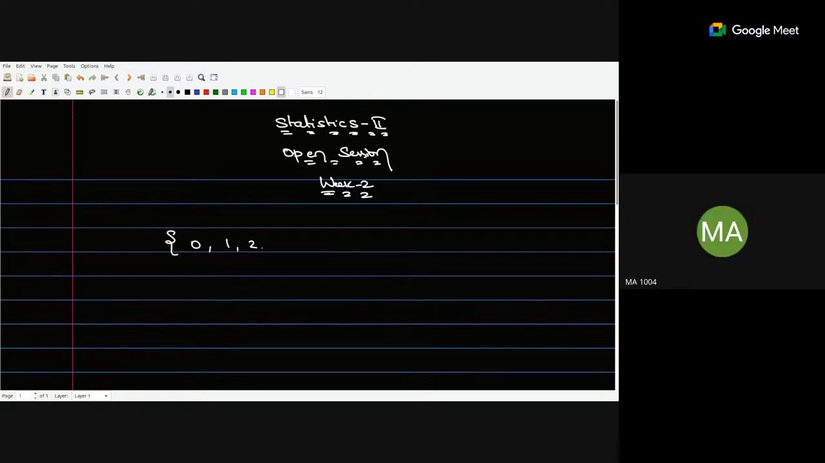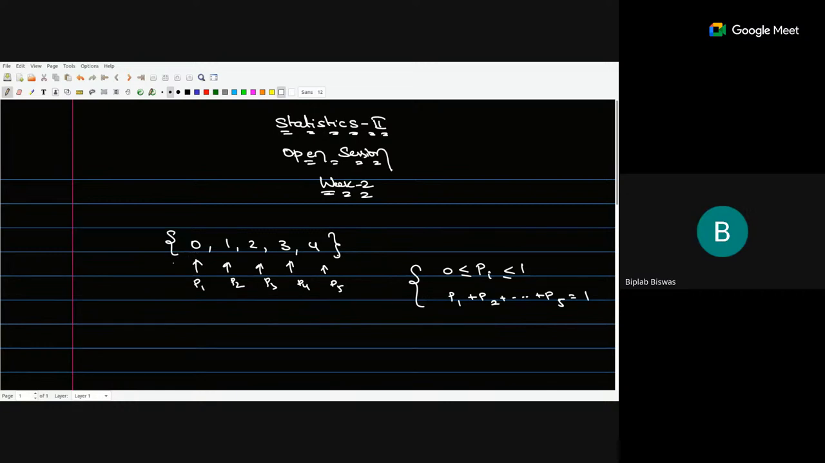In your range, you have 0, 1, 2, 3, and 4, all five distinct. 0 is different from 1, 1 is different from 2, 3, and 4. The corresponding probabilities can be P1, P2, P3, P4, and P5. The only conditions are that all the Pi should be between 0 and 1, and when you add P1 to P5, you should get 1. Nowhere is it mentioned that P2 cannot be equal to P3 or P3 cannot be equal to P4. The probabilities can be equal. Okay, fine, I'm clear on this.